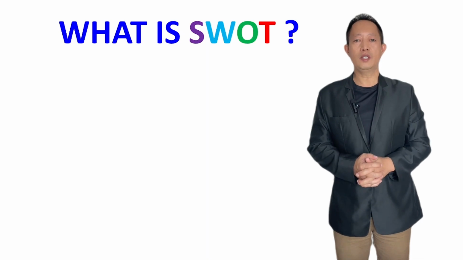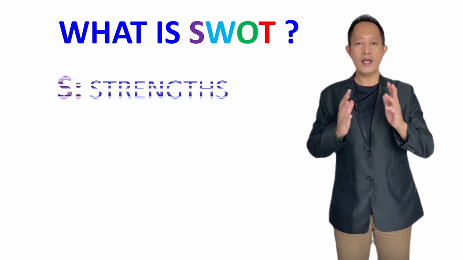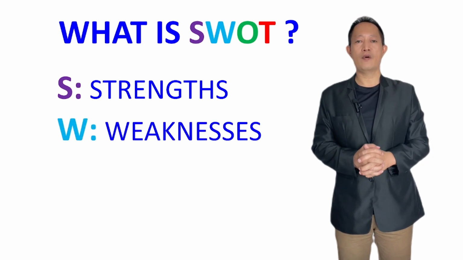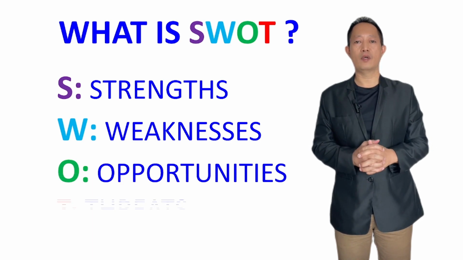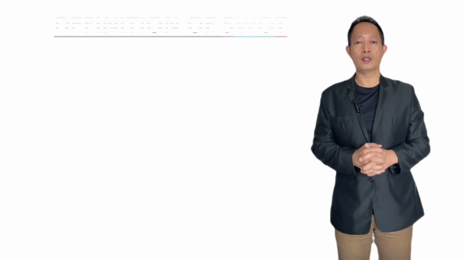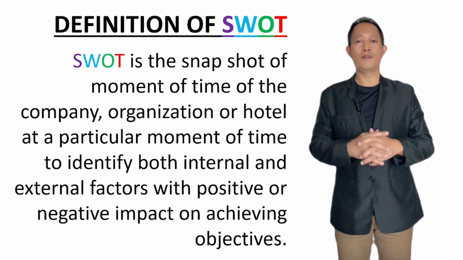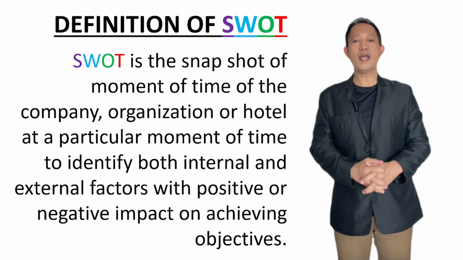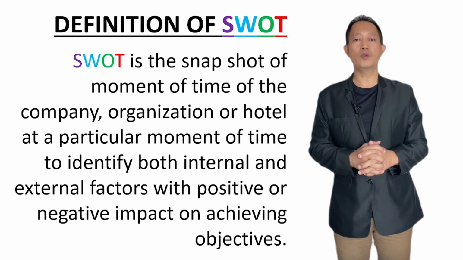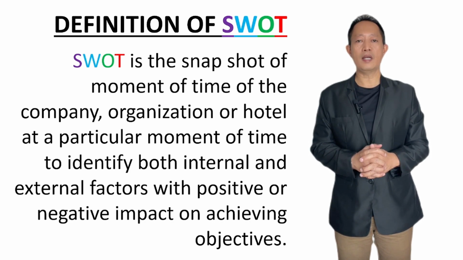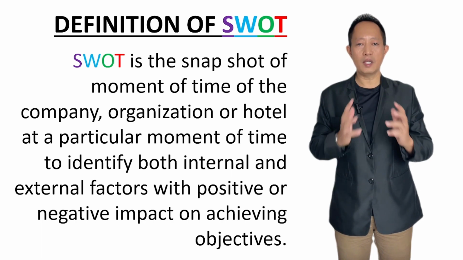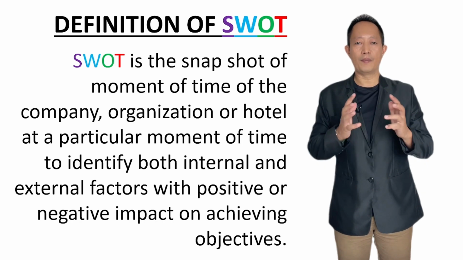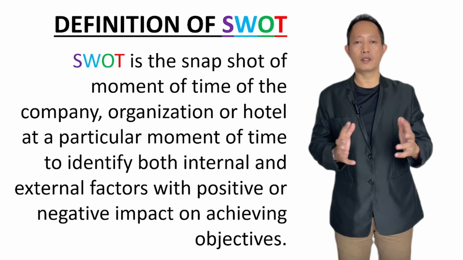First of all, what is SWOT? SWOT stands for S for strength, W for weaknesses, O for opportunity, and T for threat. The definition of SWOT: SWOT is the snapshot of the moment of time of the company, organization, or hotel at a particular moment of time, to identify both internal and external factors with positive or negative impact on achieving the objective of the company, organization, or hotel.